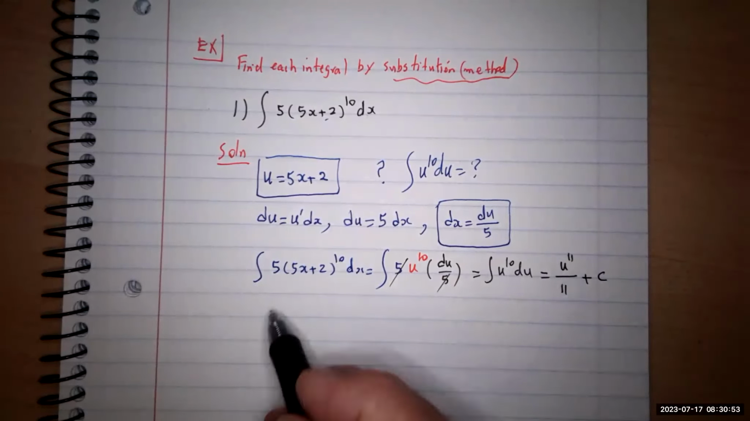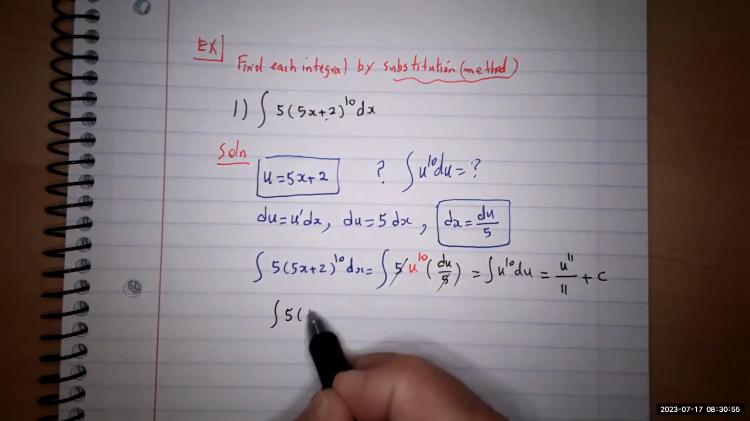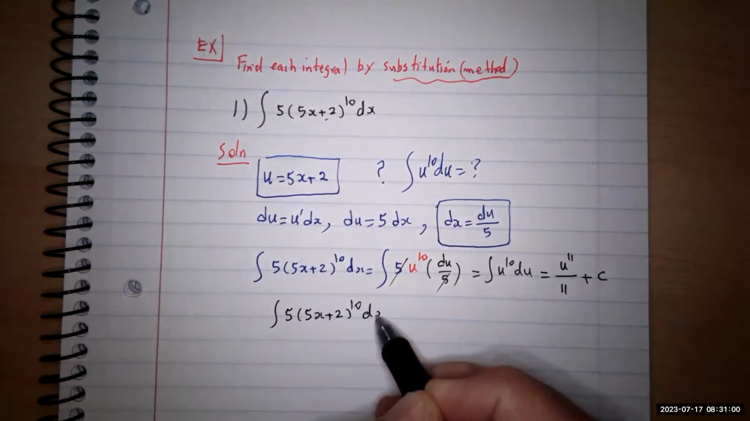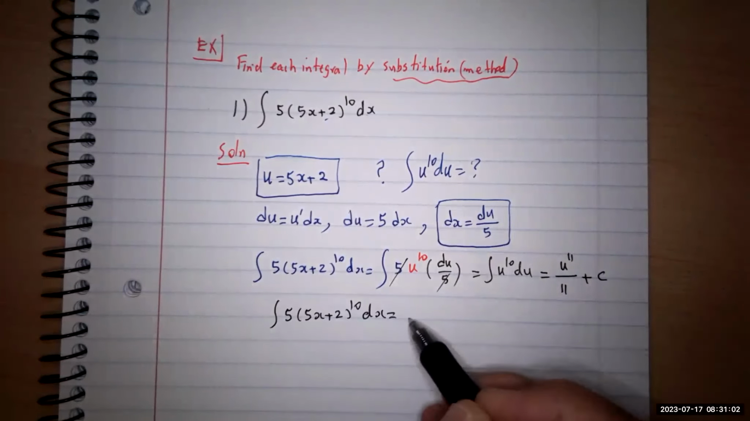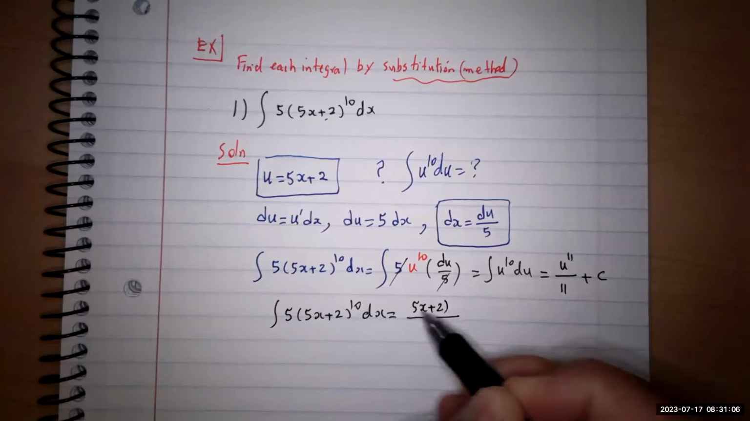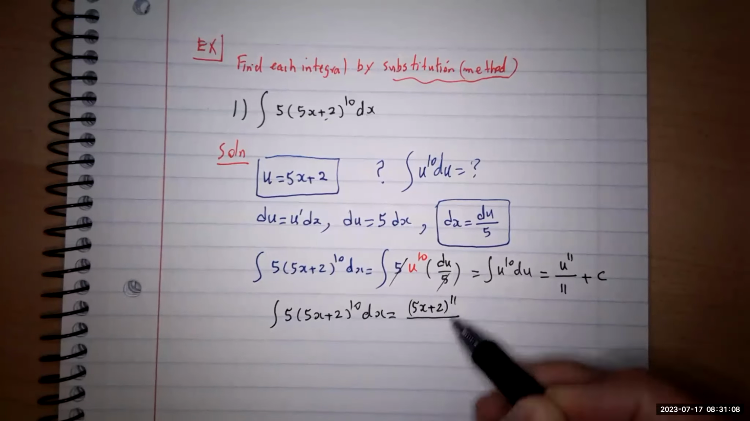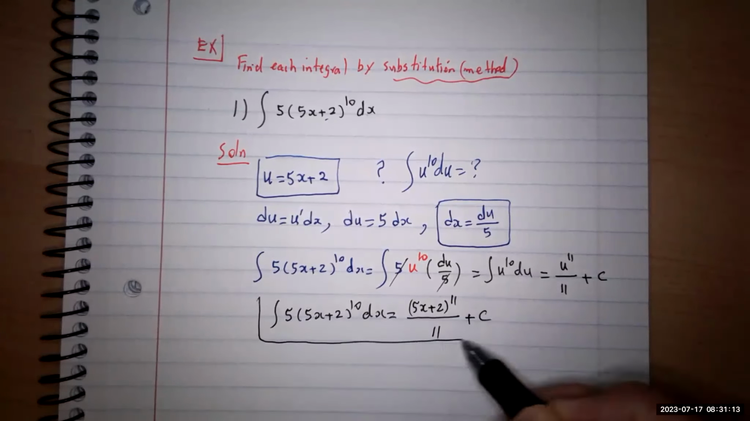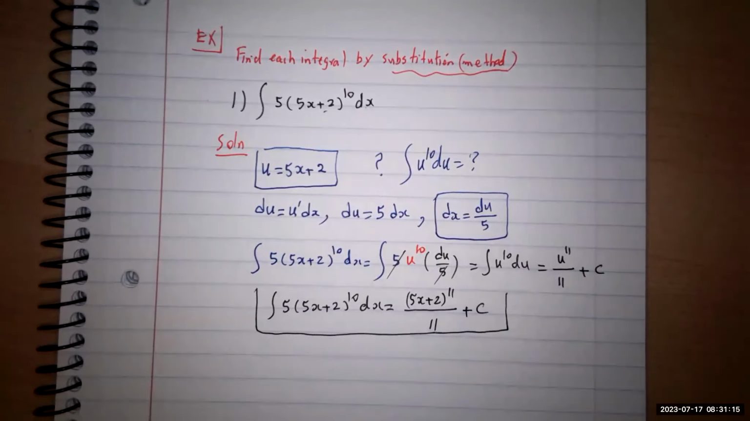So your final answer is the integral of 5 times 5x plus 2 to the 10 dx, which is going to be equal to the u. Remember, u is 5x plus 2. So 5x plus 2 to the 11 over 11 plus the constant, and you are done. Any question? Very nice method, but you have to give us all the details.